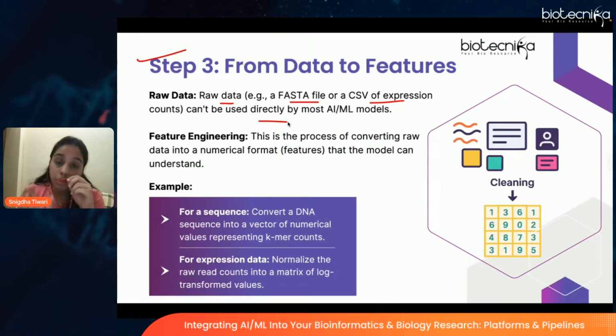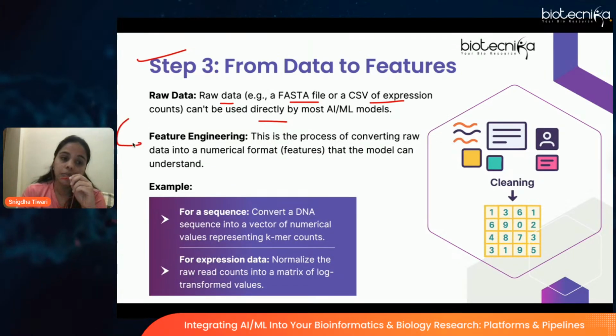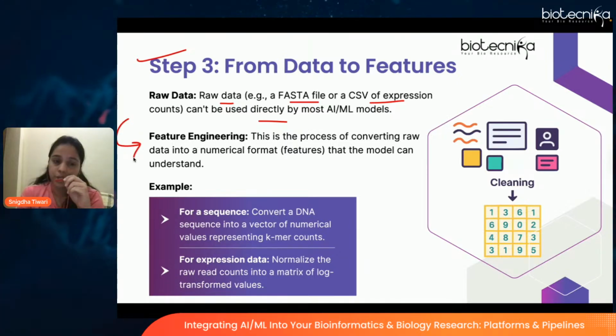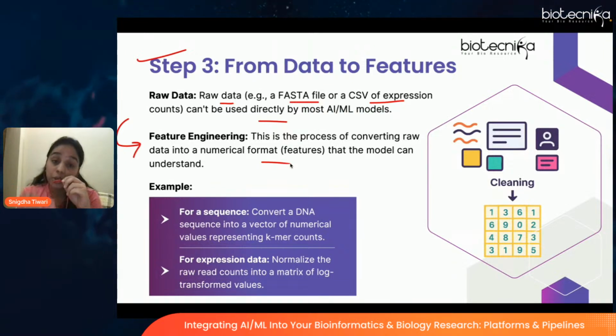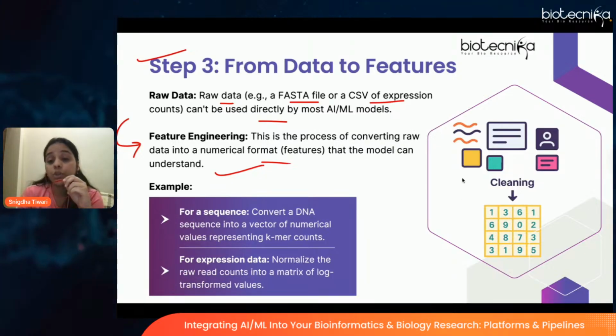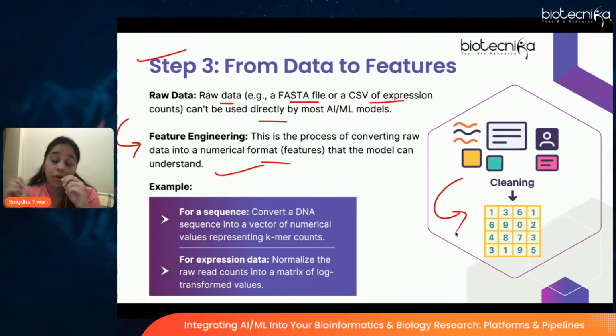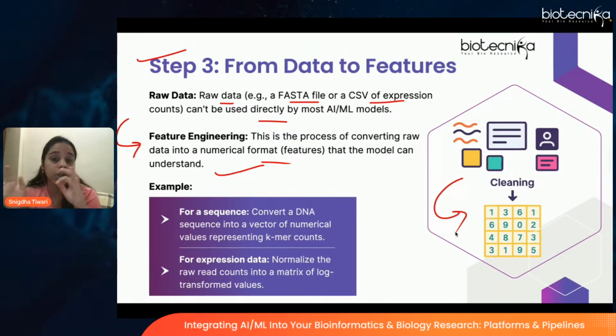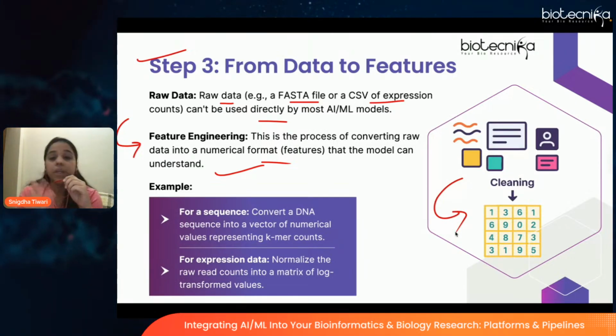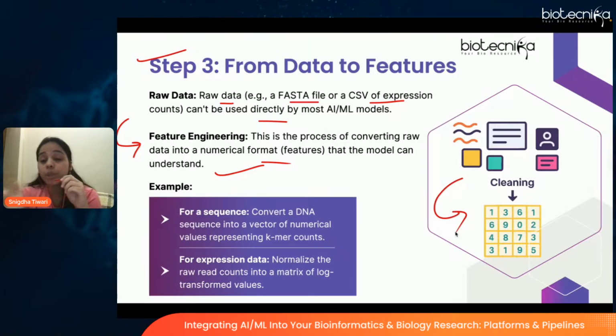So what we do here is feature engineering. This is the process of converting raw data into numerical formats that we call features, right, that the model and our algorithms can understand. We do cleaning, right? You must have done preprocessing, one hot encoding, label encoding. All of these are feature engineering that we do before feeding the data for the validation and test sets. So data to features should be your step 3.